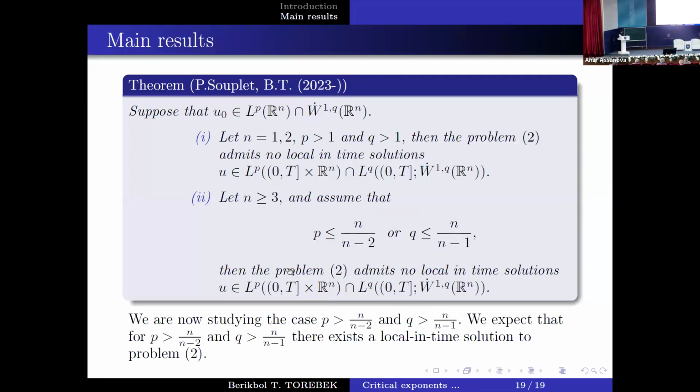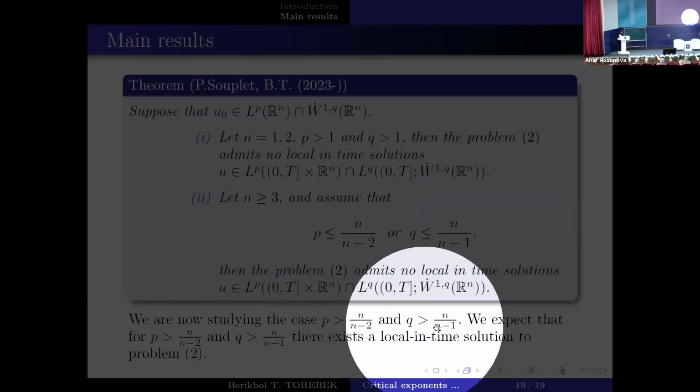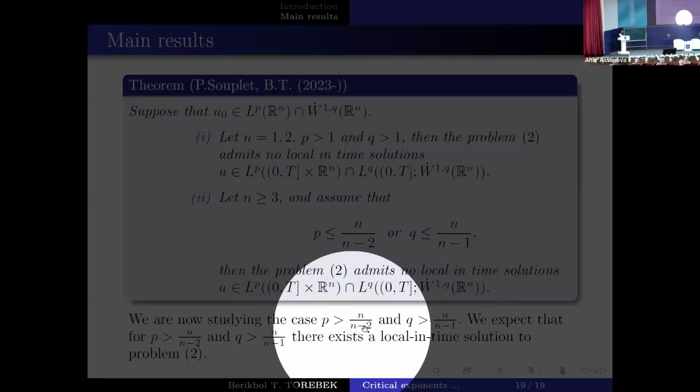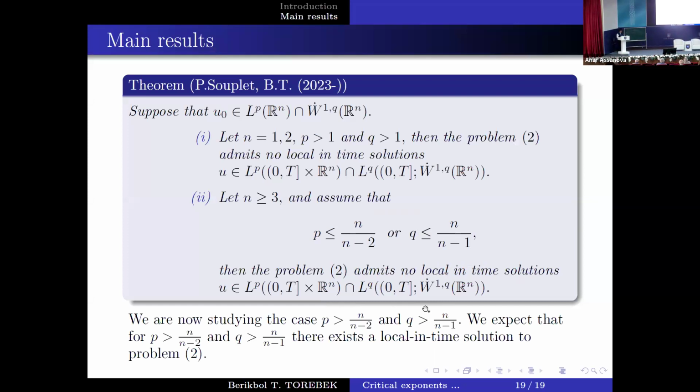Now we are studying the case when p is greater than this number and q is greater than this number. We expect that in this case we will get local existence of solution to this problem. Also, there is an interesting question about the global existence case when p and q are greater than these numbers. And this is just a partial result. We hope we will finish this paper by the end of this year. Yeah, and that was the last page of my presentation. Thank you for your attention.